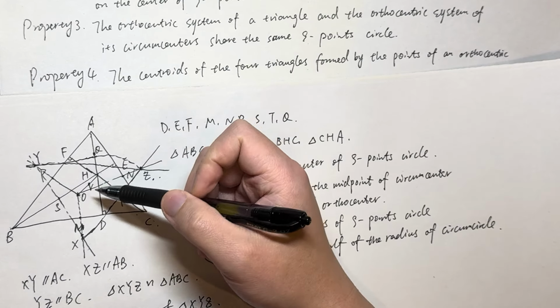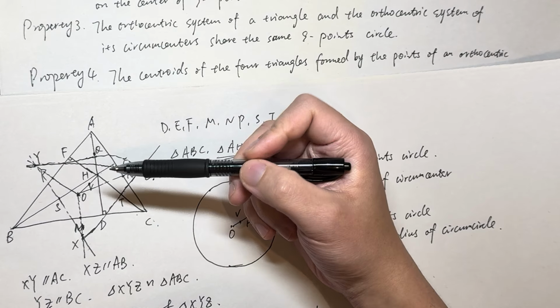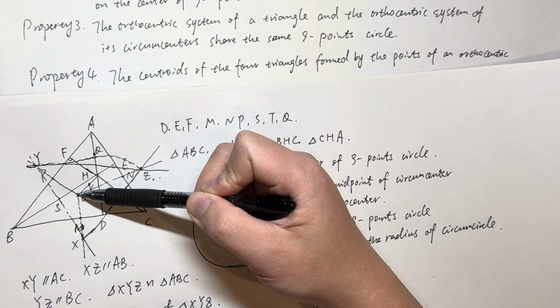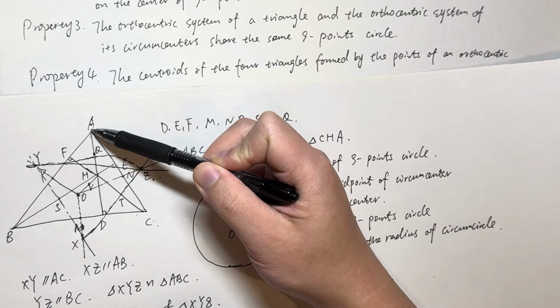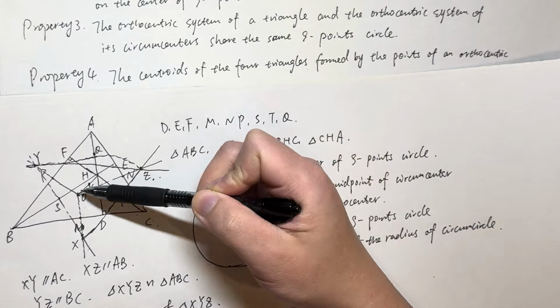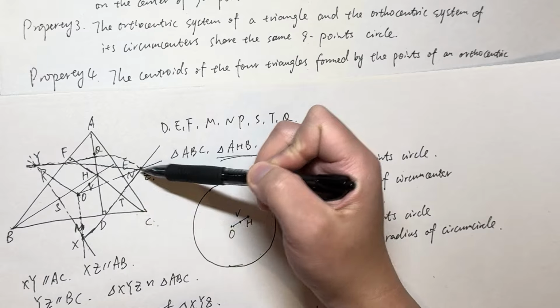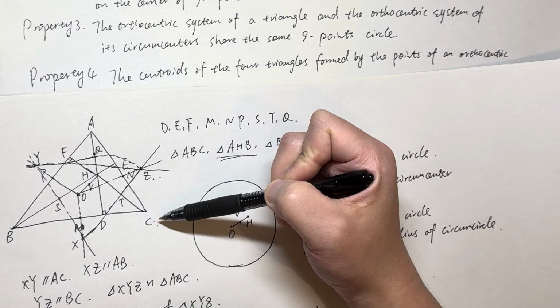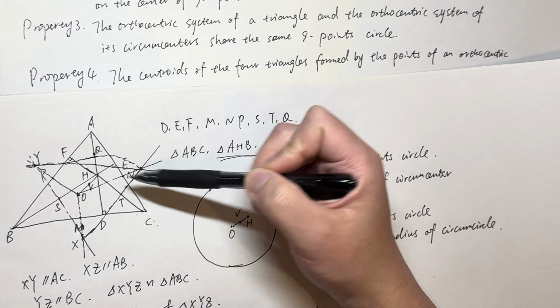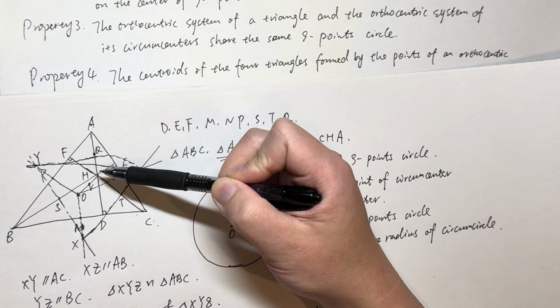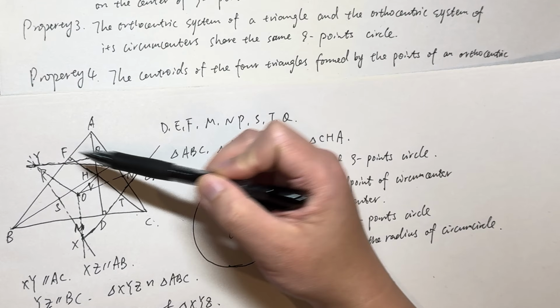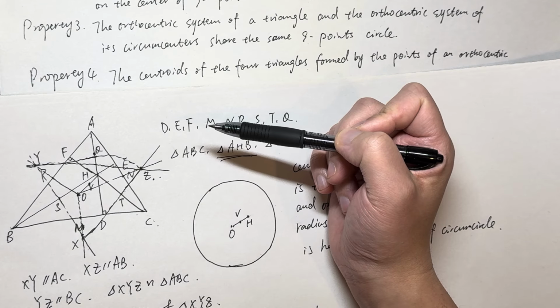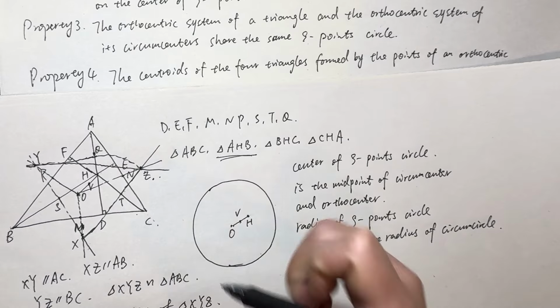We already know that O is the circumcenter of the triangle ABC, and O is the orthocenter of triangle XYZ, and H is the orthocenter of triangle ABC, which means we just need to prove that H is the circumcenter of the triangle XYZ. Right? I hope you got that.